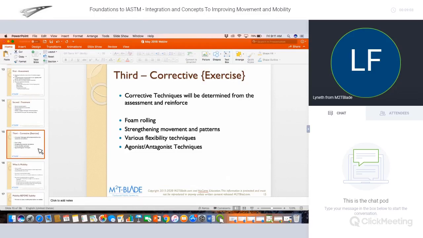Whenever we do any kind of soft tissue release, we always follow with a corrective exercise program. Because our body is lazy, it's going to revert back to its most comfortable position, even if it's causing pain and dysfunction. So we need to retrain the body how to move properly to help reinforce those movement patterns. Corrective techniques will be determined from the assessment and to reinforce our treatment. This can include foam rolling, strengthening movement patterns, various flexibility techniques, and agonist antagonist retraining.